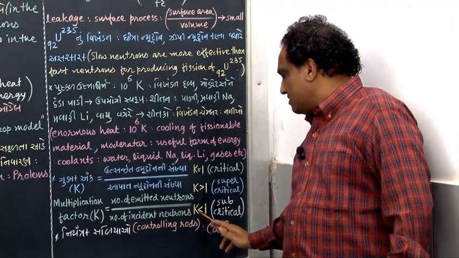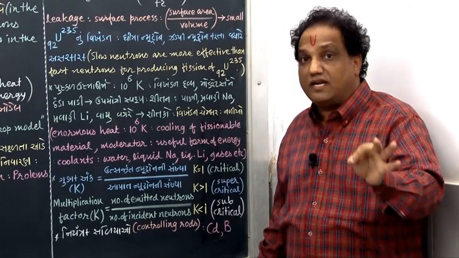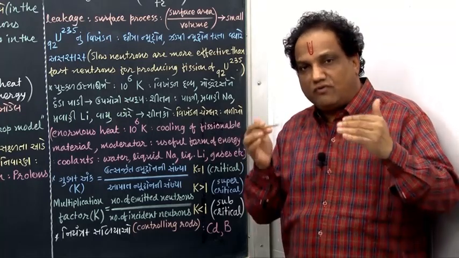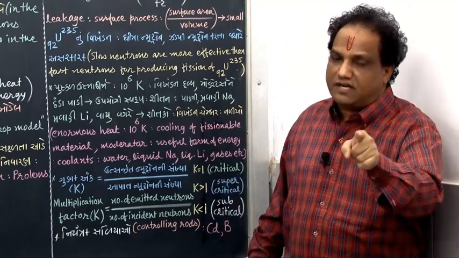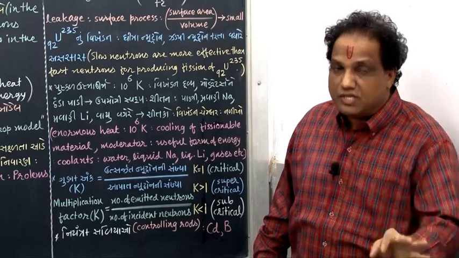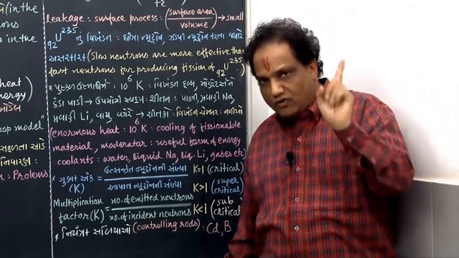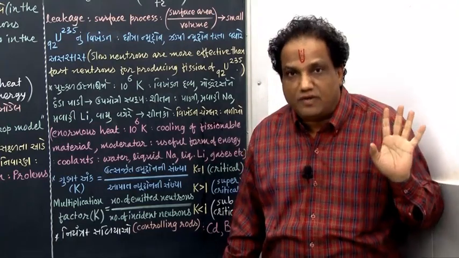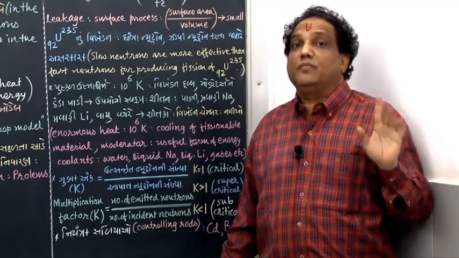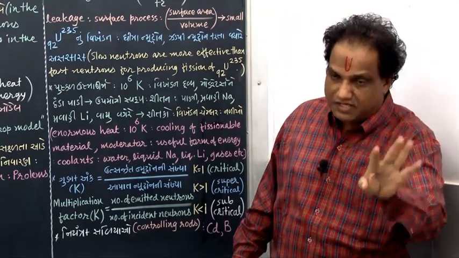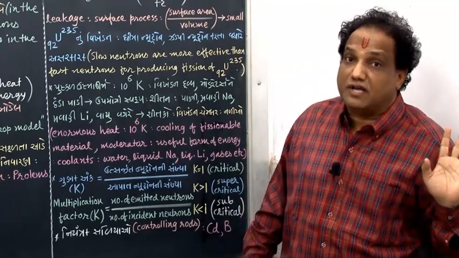And if the value of K is less than 1, then the nuclear chain reaction is likely to get stopped and we will not have the emission of energy at a constant rate. Then that reactor is said to be in a condition called subcritical state. I repeat, if K is equal to 1, the nuclear reactor is said to be in a critical state. If K is greater than 1, the reactor is in supercritical state. If K is less than 1, the reactor is in subcritical state.